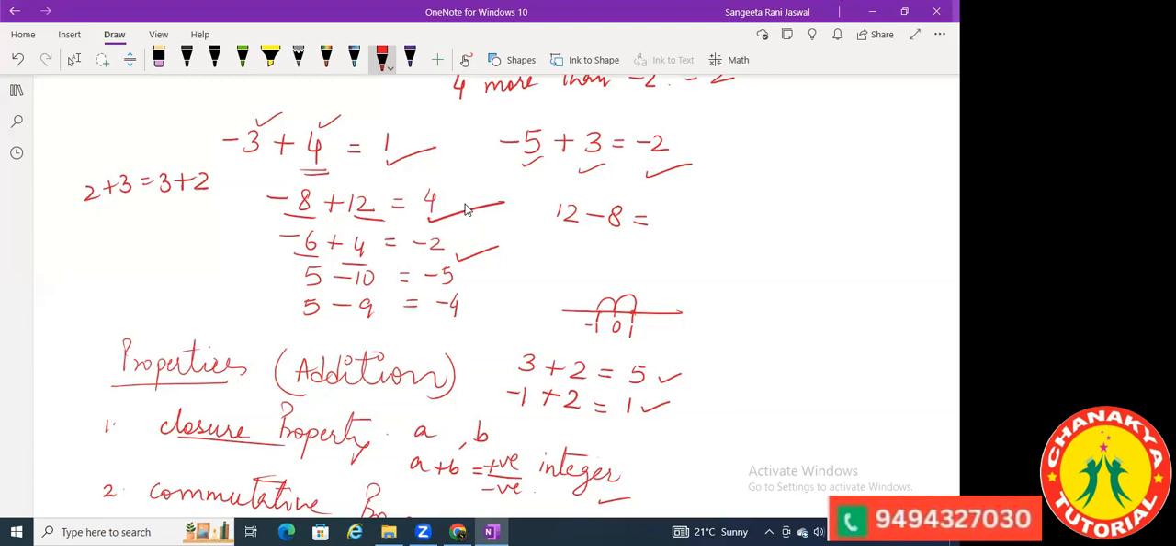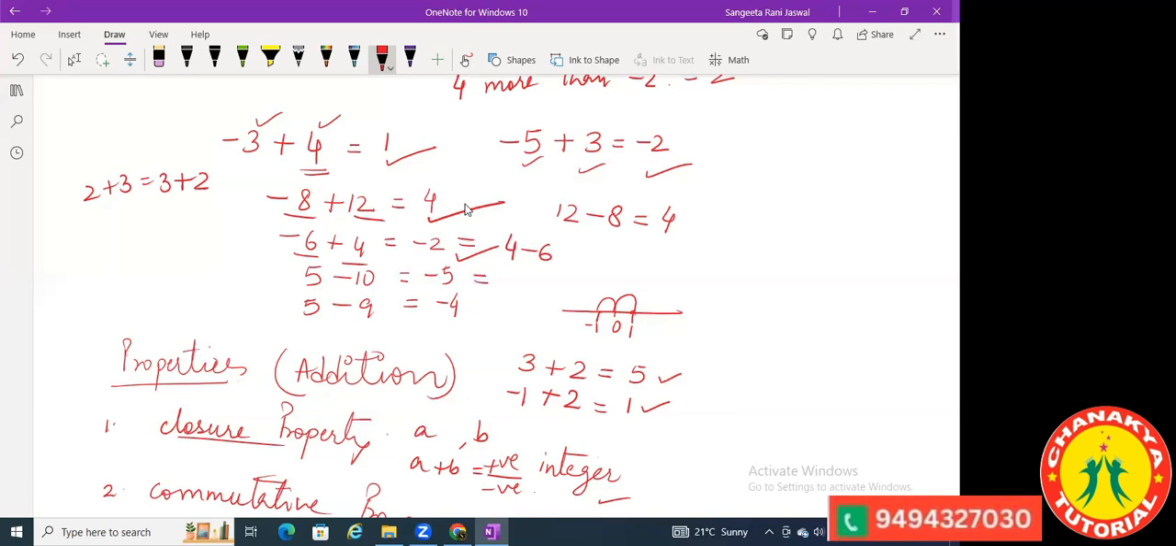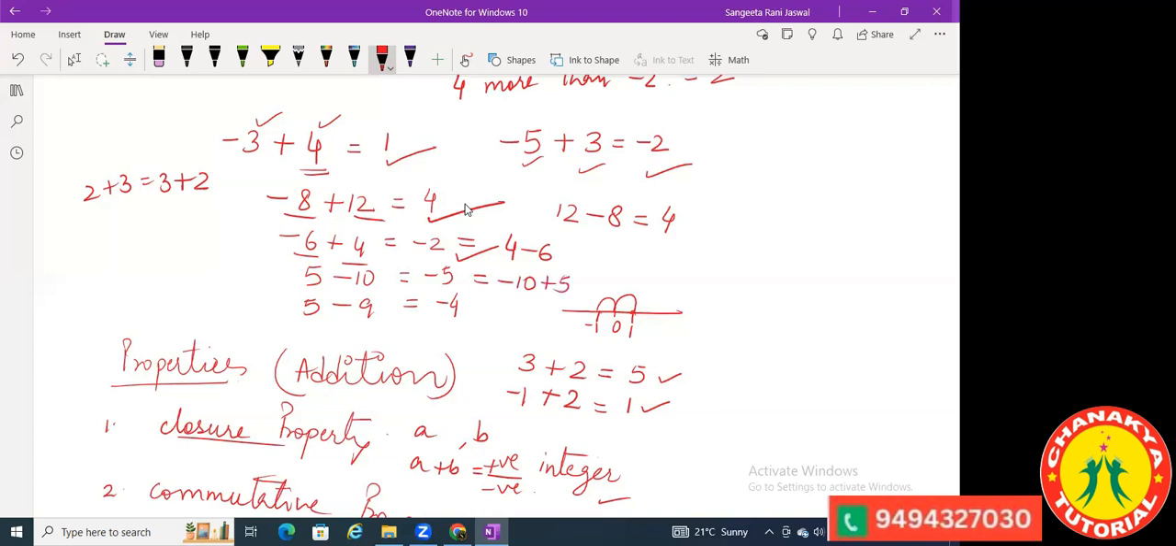Okay. Now see, commutative property is that if you add numbers in any order, the answer will be the same. Minus 8 plus 12 gives you 4. 12 minus 8 will also give you 4. Now minus 6 plus 4. If I change the order like this, what will I get? If I write 4 here and minus 6 here, the answer will be the same, minus 2. Now 5 minus 10. If I change the order and write minus 10 plus 5, the answer will be the same.